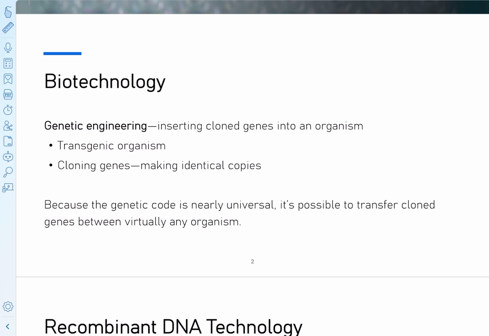Once that organism receives a cloned gene, it's referred to as a transgenic organism, meaning that it has genes from different species. So when we talk about gene cloning, it's really just the process of making identical copies of a specific gene. We mentioned the genetic code previously that shows the 20 different amino acids that we have. The genetic code is almost the same across all organisms. So because of that, it makes it possible for us to move genes between even very different species. And this is really important because it helps open up potential for improving medicine and agriculture and a lot of other things.